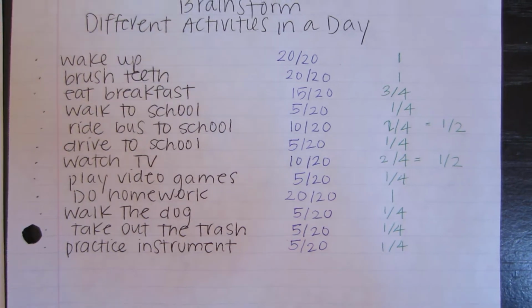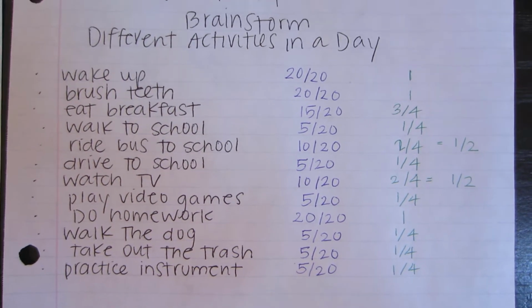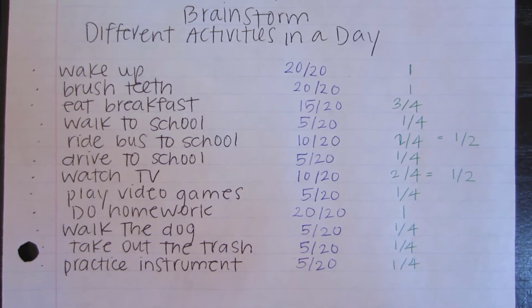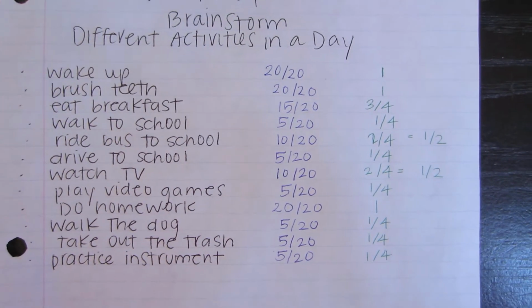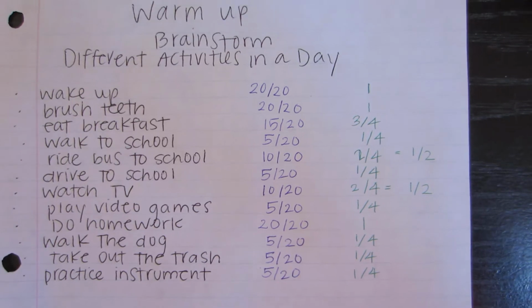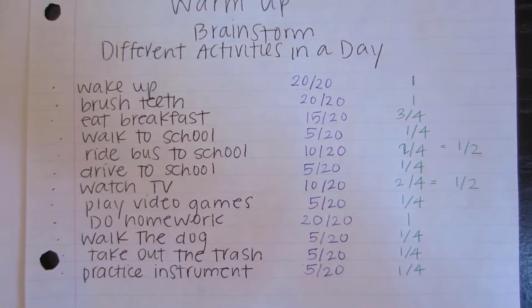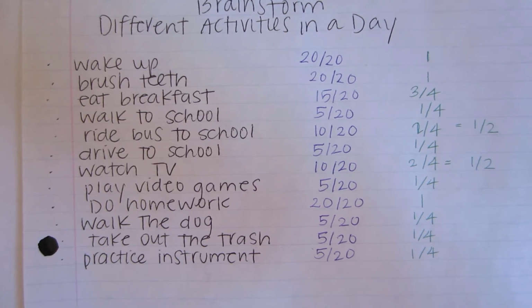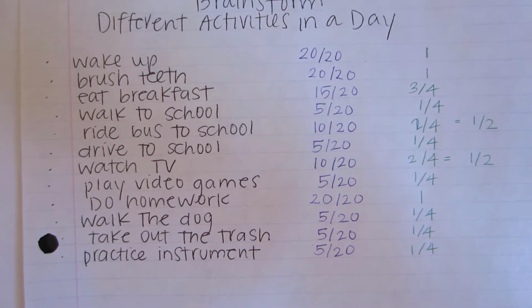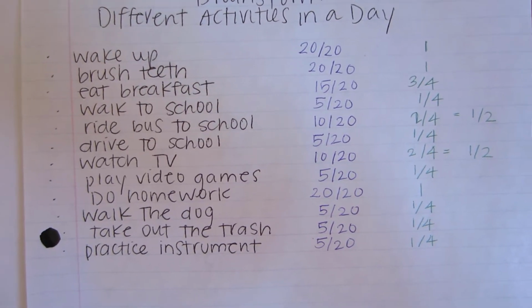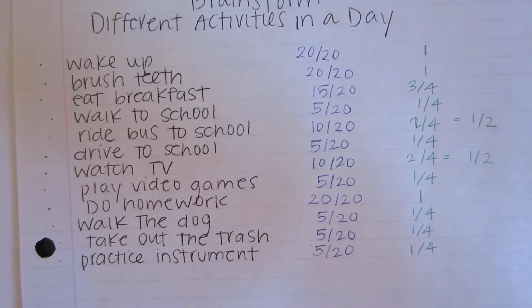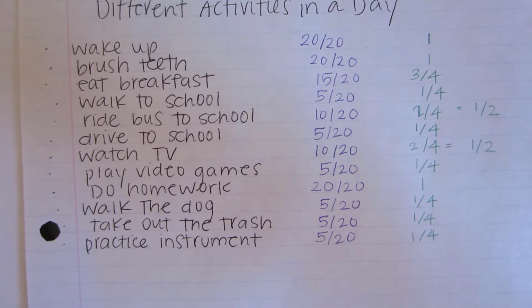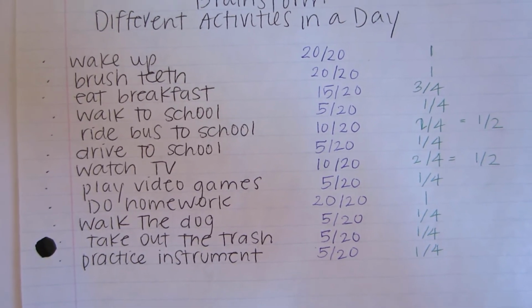So as a class, we would also go down the list and simplify these fractions. 20 out of 20 is 1 whole. And brushing their teeth, 20 out of 20, that's also 1. And eating breakfast, 15 out of 20, we would simplify that to 3/4. Walking to school, that's 5 out of 20, we would simplify that to 1/4. 10 out of 20 is 2/4. And so you can see the rest going down the list.